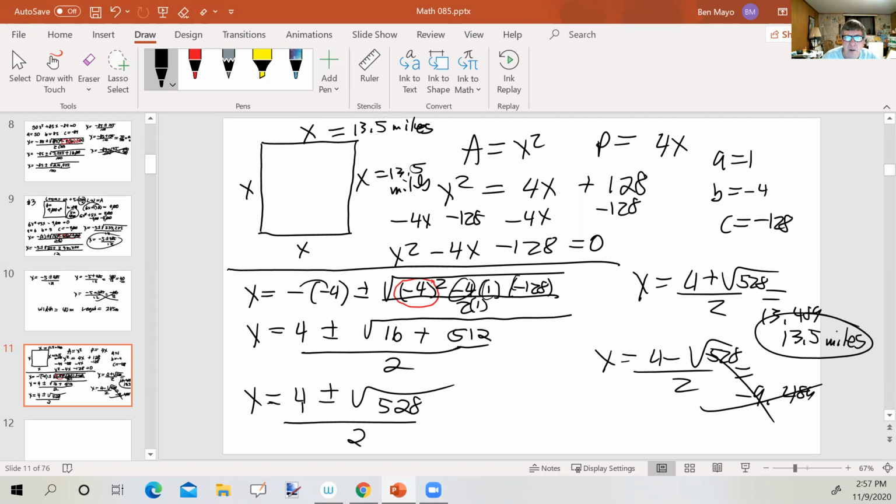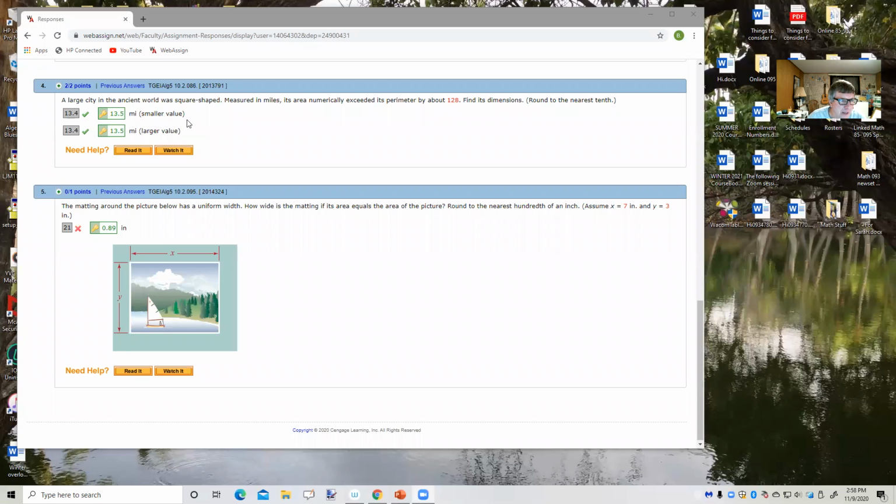Now, on this particular problem, let's take a look at the WebAssign page. It says smaller value, larger value. Since they're the same, it doesn't matter which one you put where. Okay.